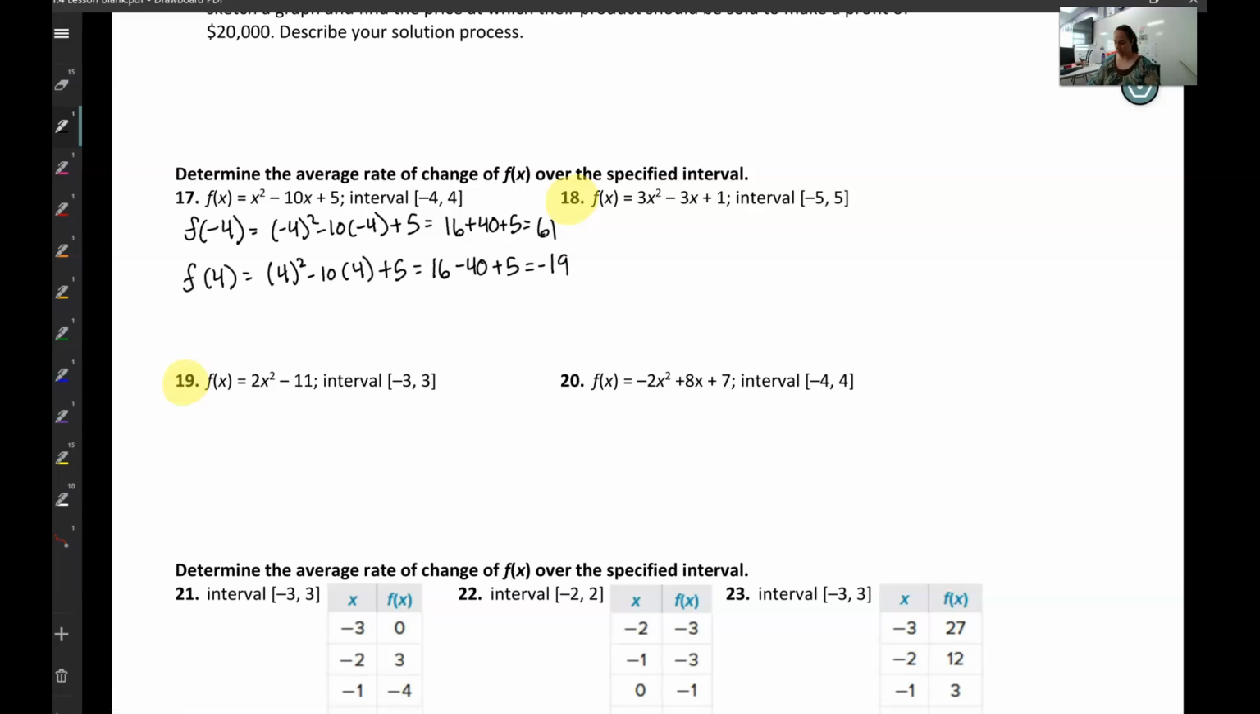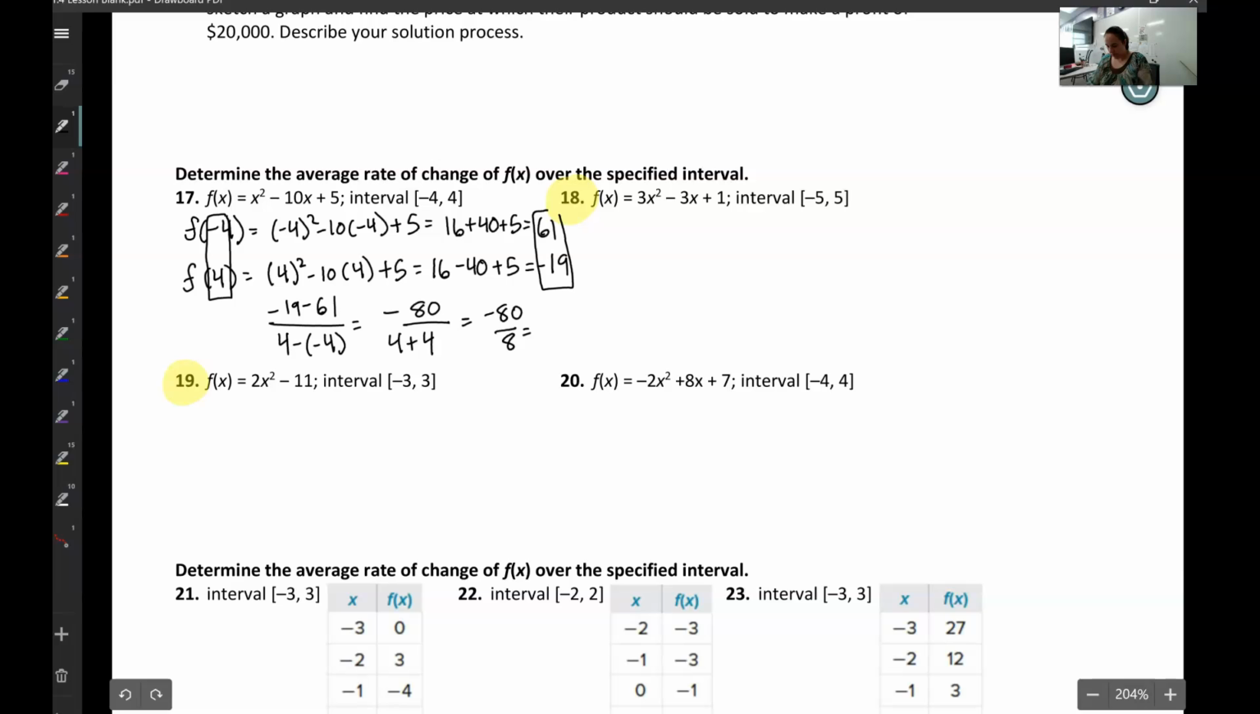You can always double check these on your calculator. Yep, this would be 21. Okay. Yep, I think that's right. And then we have our y values here, x values there. So second y value, negative 19, minus first y value, 21, over second x value minus first x value. So you get negative 40 over 4 plus 4. So negative 80 over 8, which is negative 10. And there you go. And do the same thing on 18 and 19.